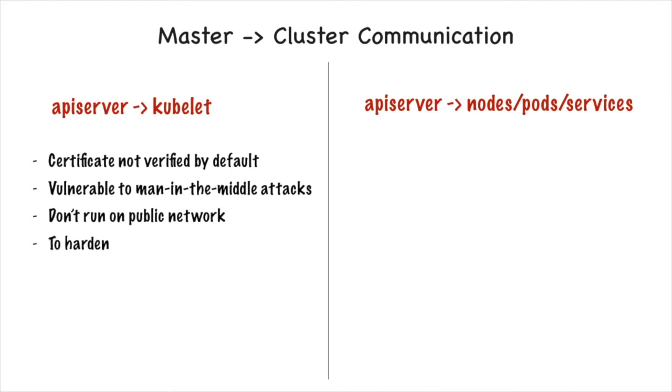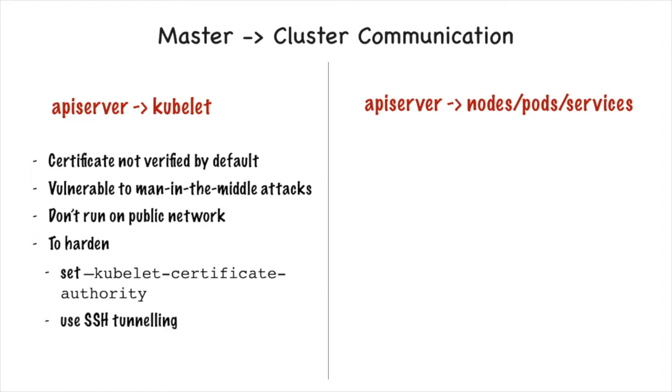In order to change your cluster configuration so that this certificate or this connection of the kubelet is verified, you've got to use a specific flag, the kubelet certificate authority flag. You might also want to make use of SSH tunneling as an alternative to verifying the certificate. This will create a secure connection from the API server to the kubelet.